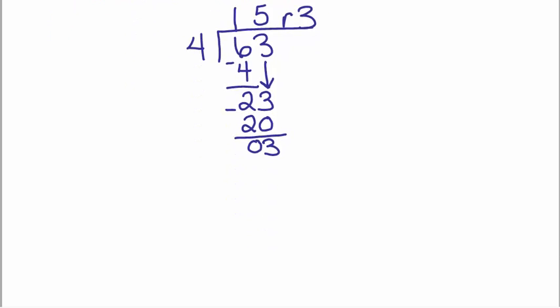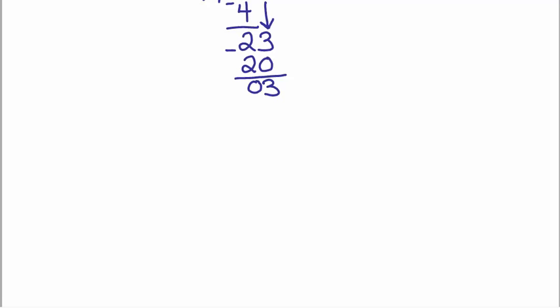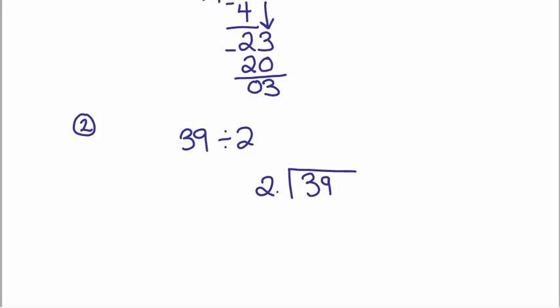Okay, we're going to do one more question here as an example. So let's do example 2. And we will start with 39 divided by 2. And again, we will write 39 divided by 2. Okay, so again, looking at the 3, how many groups of 2 can we make out of the 3? We can make one group of 2, which is 2. And when we subtract those, we have 1 left.